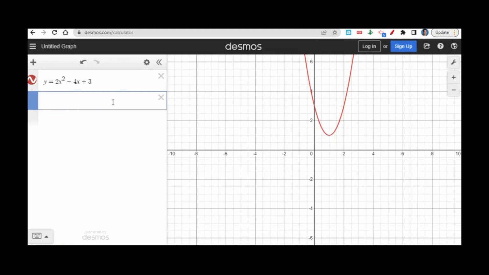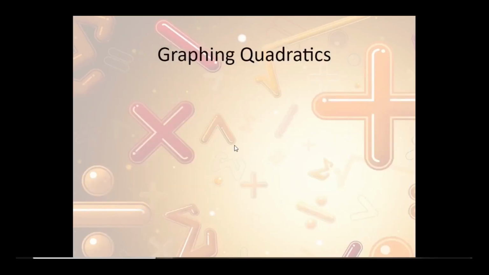We could also do it in vertex form. So y equals (x minus 3) squared plus 5. And we can see here that our vertex, if we click on it, is at (3, 5). So this is how you can use Desmos to check your work when trying to find the location of the vertex of a quadratic. Now, how do we actually graph the quadratics?